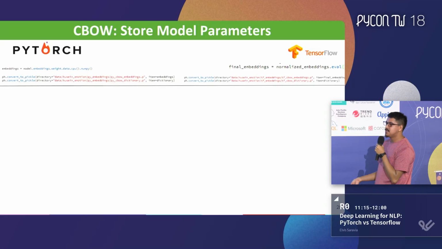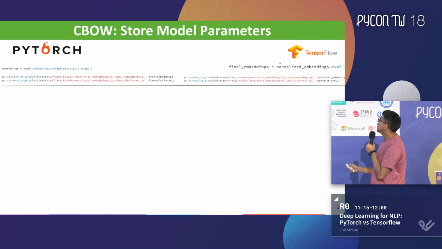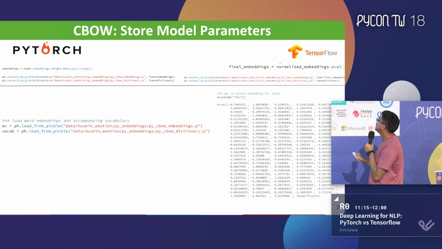Okay, so the next step: we trained the CBOW, right? What we do next is store those parameters, those word vectors. So instead of using the pre-trained ones, now we use our own word vectors. We can just store them using Pickle. Very simple, and it's the same for both cases.